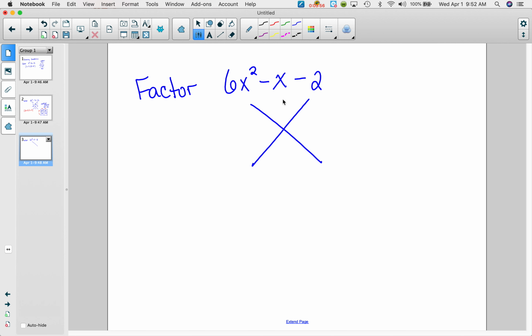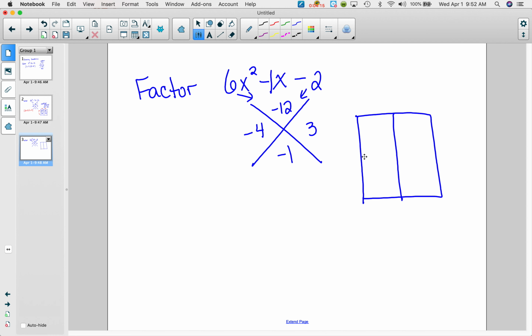So on this one, it's not just an x squared, so I'm going to need to do the modified diamond in the box. So I multiply the 6 times the negative 2, I get negative 12. Remember, there's no number here, so that's like a negative 1. So then my two numbers, one's negative, one's positive. It's going to need to be a negative 4 and a positive 3. But remember, those don't go in the parentheses. We have to do the box first.